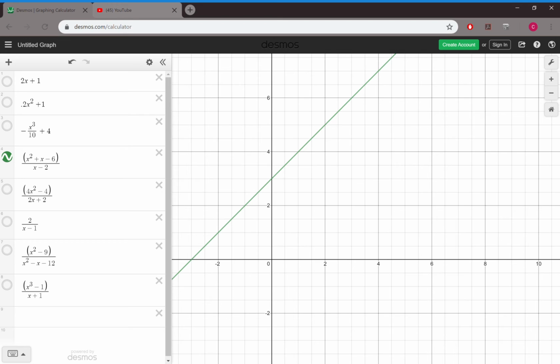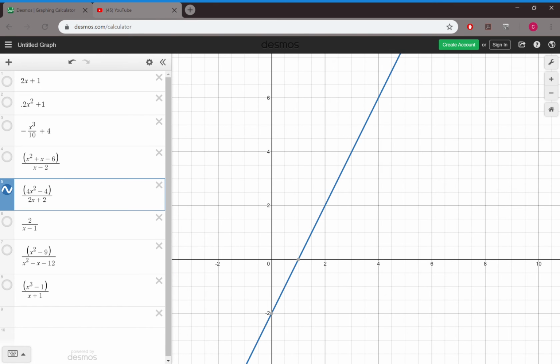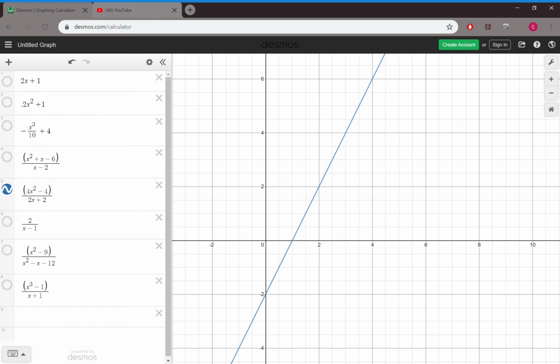So let's look at the next example that we went over in the previous lecture. We have 4x squared minus 4, and that's being divided by 2x plus 2. And we said that this should have the picture of a line with slope 2 and a y-intercept of minus 2. So let's see. Oh, well, we got that right. Good. It has a y-intercept at (0, -2).